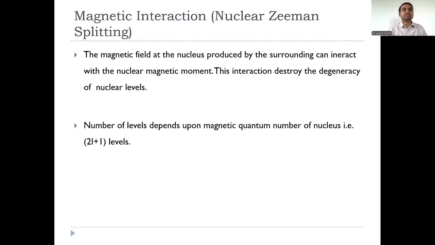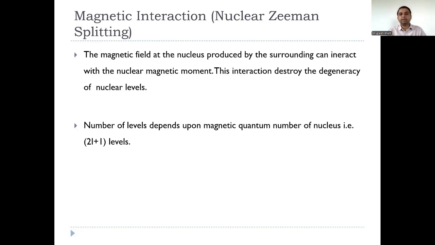Now the third factor is magnetic interaction, or the nuclear Zeeman effect. So the magnetic field at the nucleus produced by the surroundings can interact with the nuclear magnetic moment. The interaction destroys the degeneracy of the nuclear levels. In the earlier case, we have seen that the energy levels are degenerate, meaning the peaks are not split further. But if the 57Fe is in a ferromagnetic environment, the magnetic moment of that environment is going to affect the nuclear magnetic moment of 57Fe, and that's why the degeneracy of energy levels is going to be destroyed.